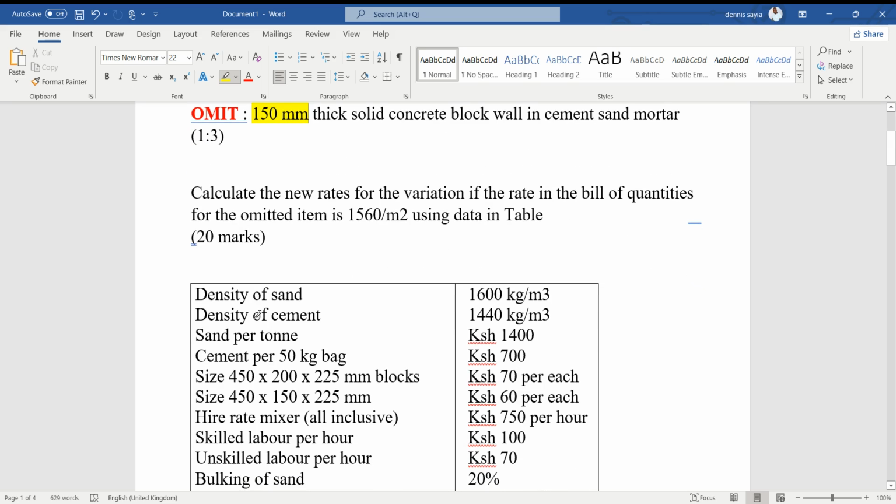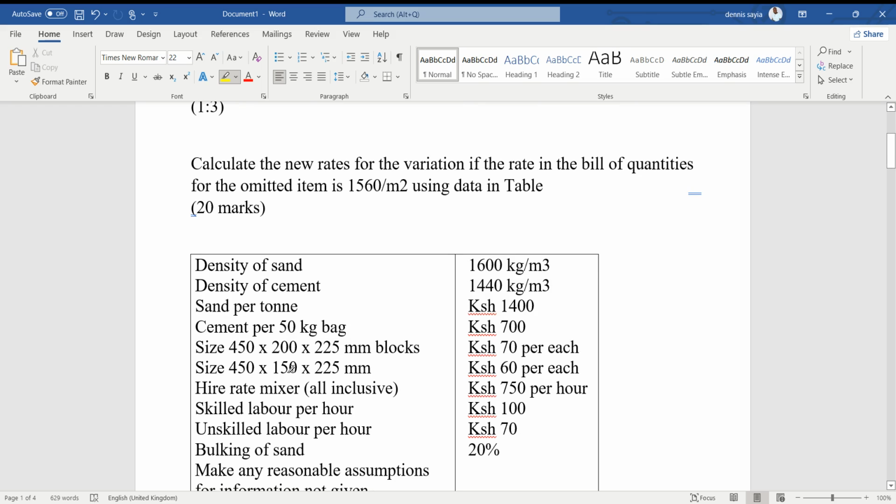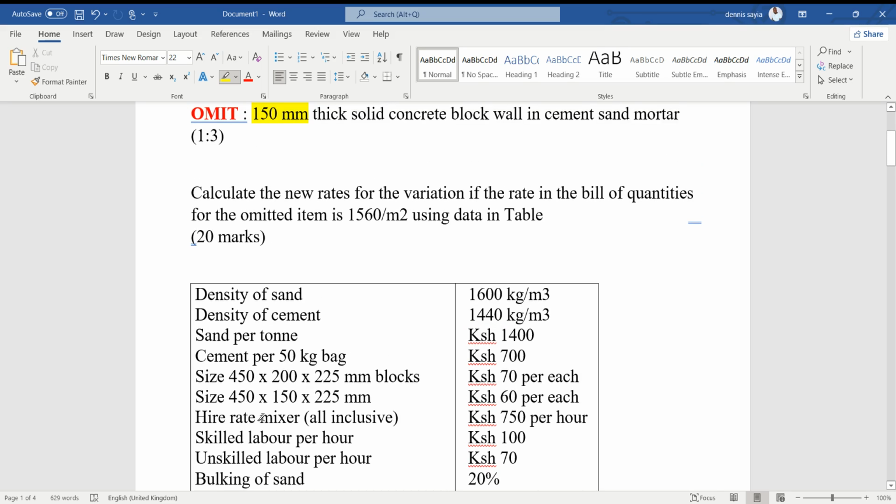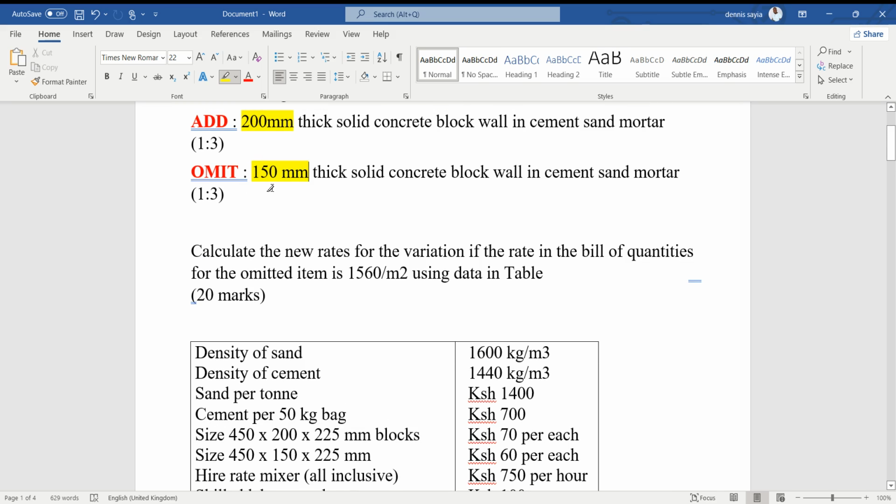Now we have the density of sand, the density of cement, sand per ton, cement per 50 kg, the size of the 200 blocks, and the size of the 150 millimeters block, hire rate of the mixer, all inclusive, skilled labor and bulking of sand, and then you are told to make any reasonable assumptions for the information not given.